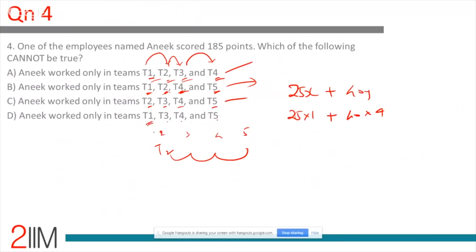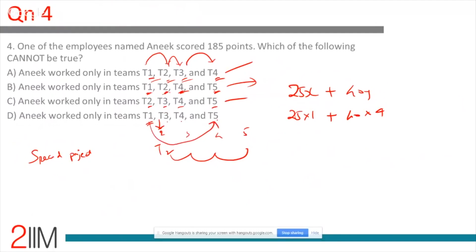T1 he could have started off with. First month he does a special project. Then he does not go with T2. He does not work in T2. That means he's not the employee who's transitioned. Then there's no way he can jump to T3 directly. He'll have to go to T5 in the next swap.